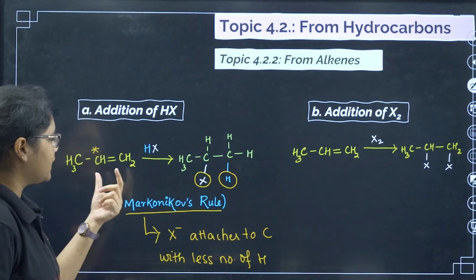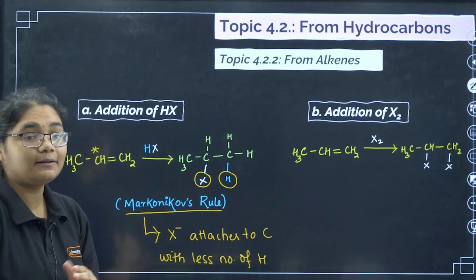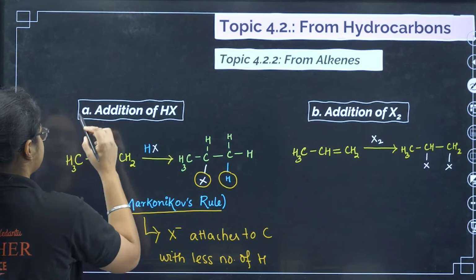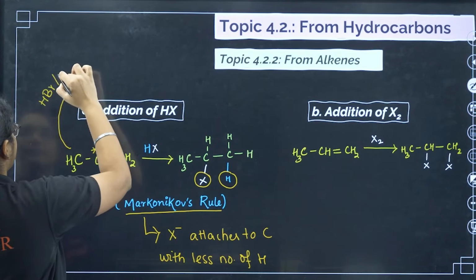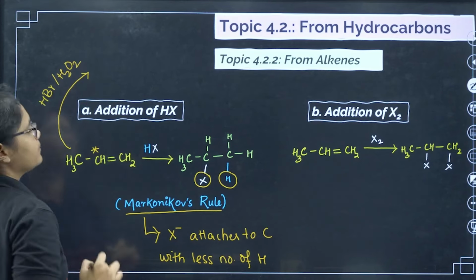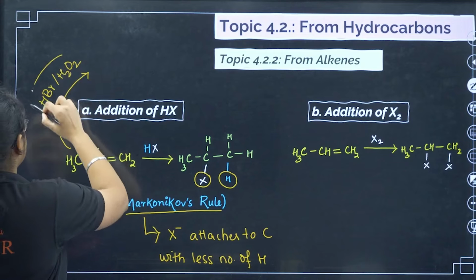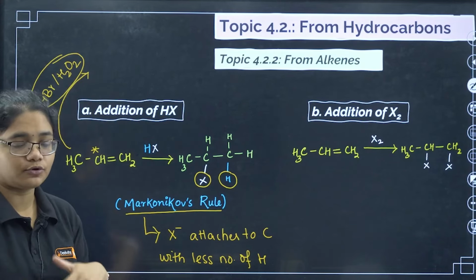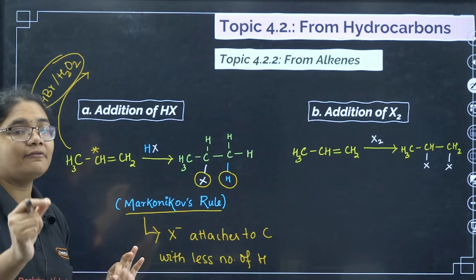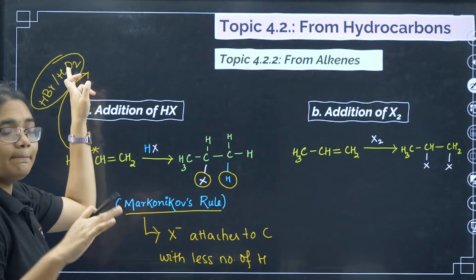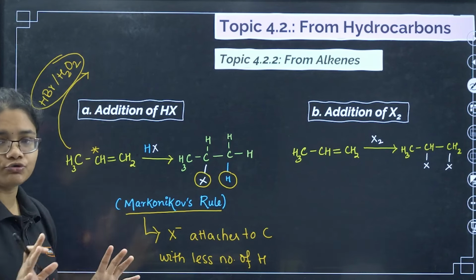Now we can also add this HX in the form of anti-Markovnikov's rule. So I'll just discuss that. If you have the same propene and you are taking HBr in the presence of peroxide, H2O2, in that case anti-Markovnikov's rule will apply. Only this one reagent can show anti-Markovnikov's rule, so you don't have to be confused. Only if HBr with H2O2 is there, or any peroxide, it can be benzoyl peroxide, it can be H2O2 also.